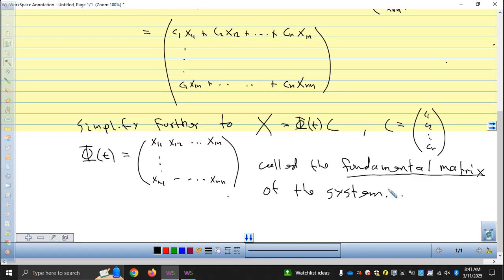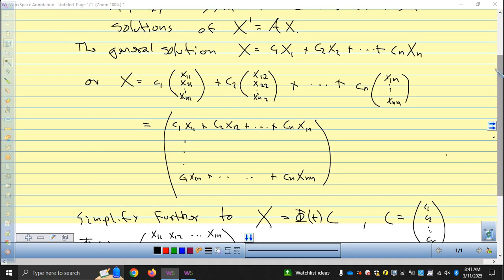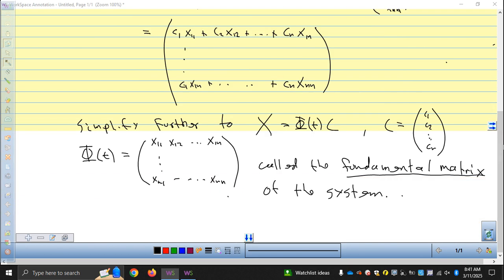Fundamental matrix because it is formed by the fundamental set of solutions. Each column is one of these columns. So that's our fundamental matrix. Two important facts about the fundamental matrix that we will make use of.